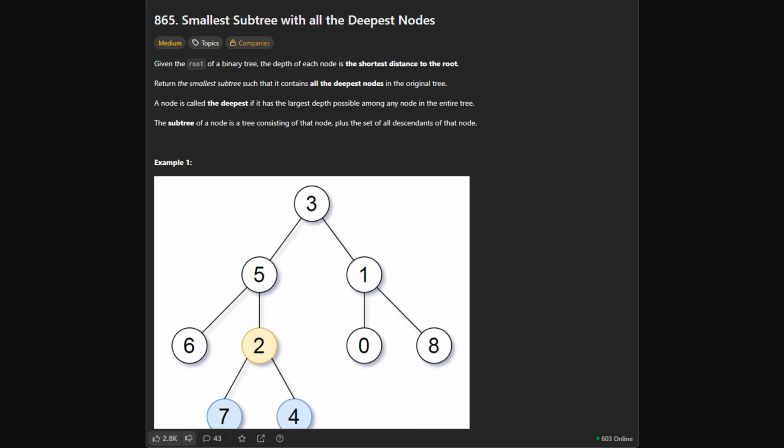We are given the root of a binary tree. Our goal is to find a specific subtree. This subtree must be the smallest one possible that contains every single one of the deepest nodes in the original tree. Deepest here just means the nodes that are furthest away from the root. If there's only one node at the maximum depth, the answer is just that node. If there are multiple, we need the lowest common ancestor that covers them all.